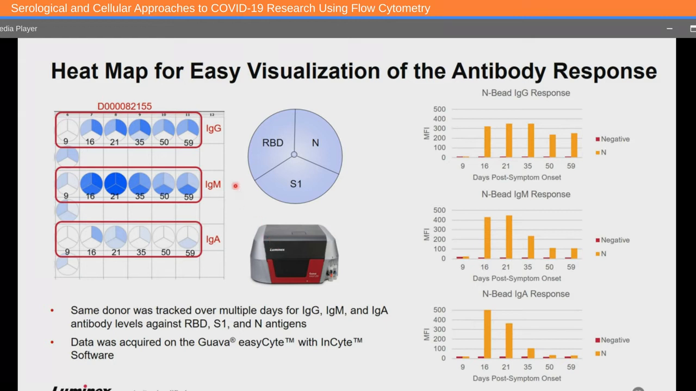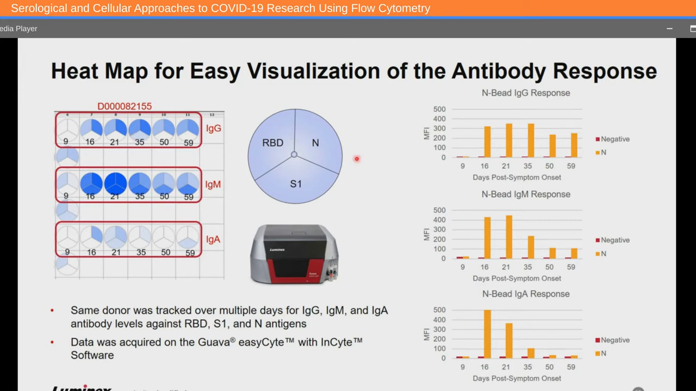The heat map features of the Insight software gives you a very nice visual display about the different levels of each of the antibodies against the 3 antigens for each of the different isotypes. And this allows you to get a quick visual feel for how the isotype levels are.